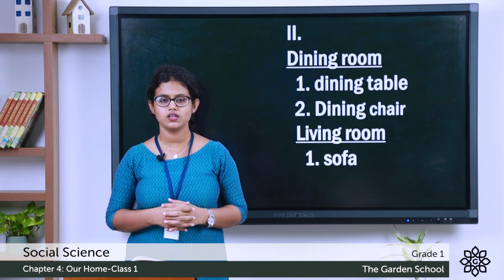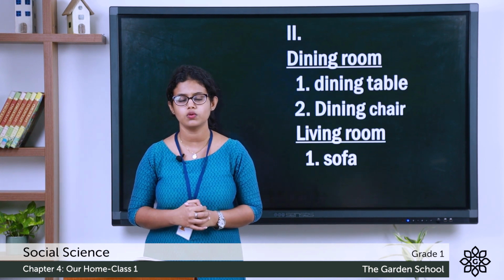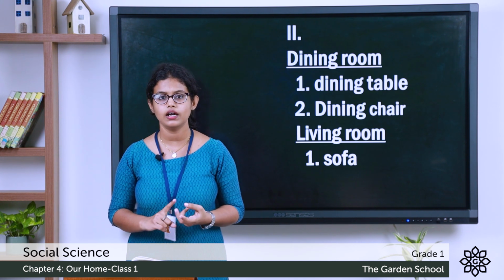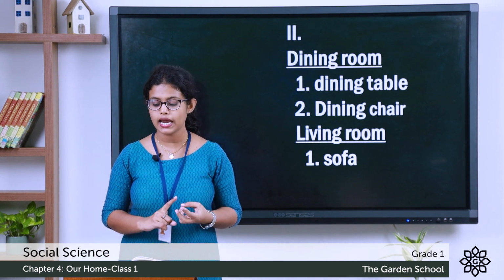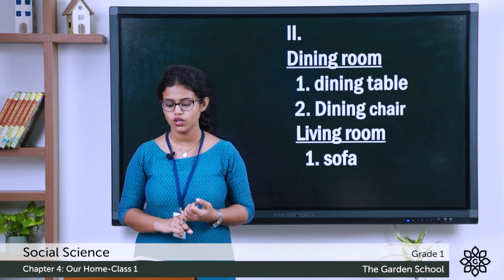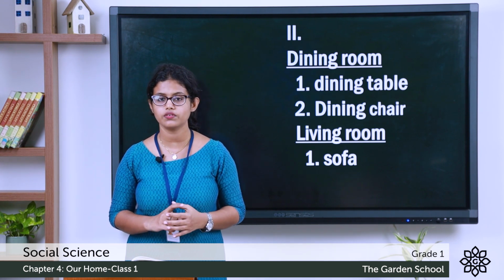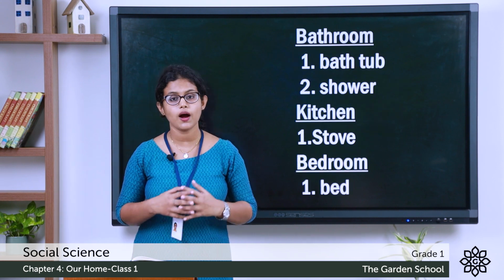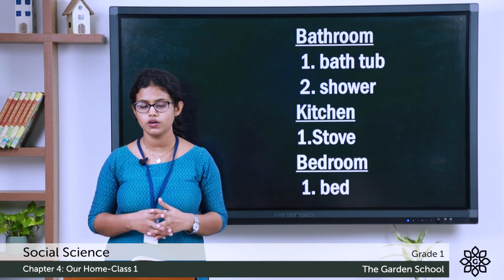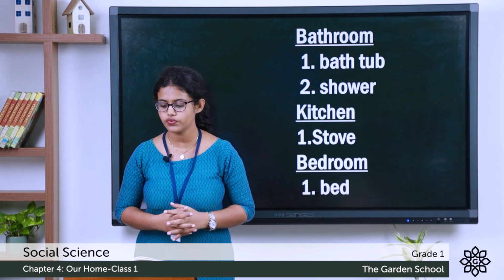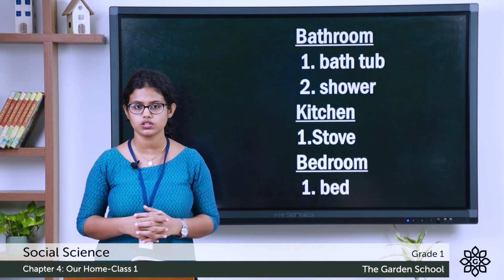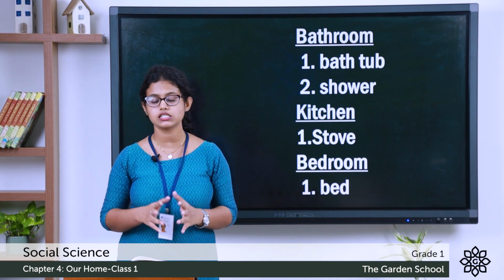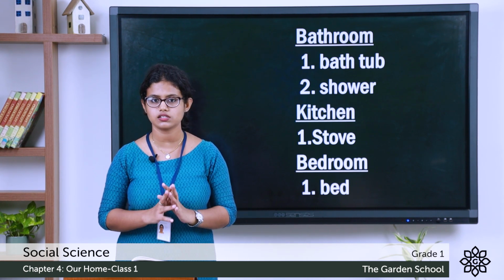So let's discuss the answer. For the first one, first room is dining room. So what all items you find in your dining room from the above box? Dining table, chair. You can find dining table and dining chair in the dining room. What about the next one? Living room. You can see sofa in the living room. What about the next one? Bathroom. What all items you can see in your bathroom? Bathtub, shower. And the fifth one? Kitchen. What item you can see in the kitchen? Stove. And the last one? Bedroom. What is the item? That thing is bed. So we have done the answers right.